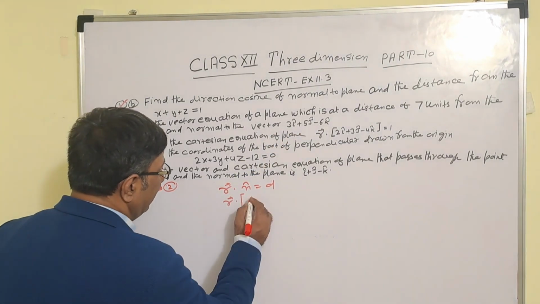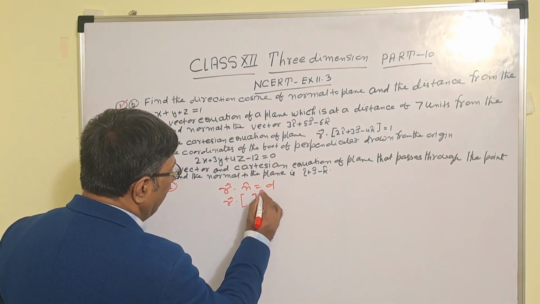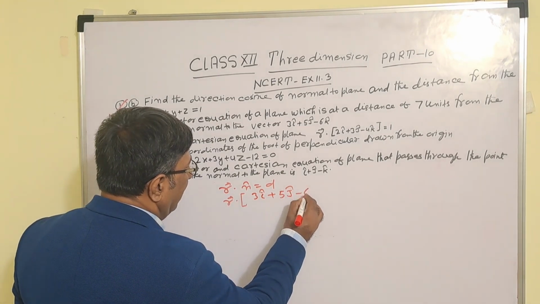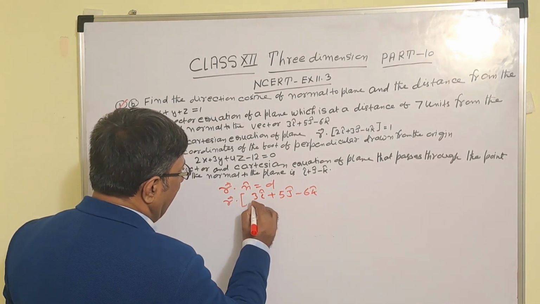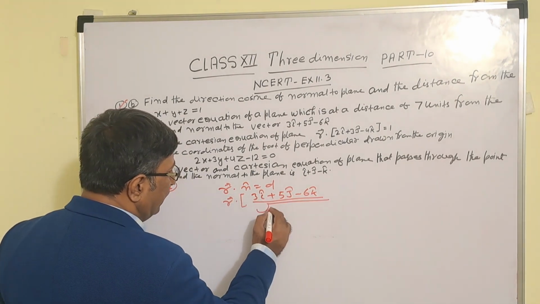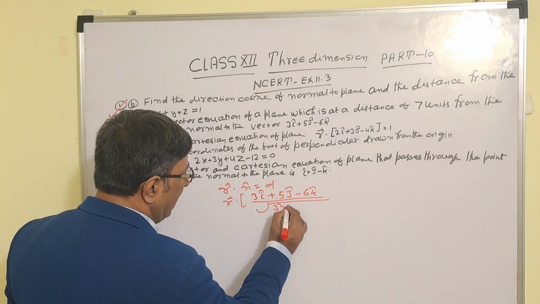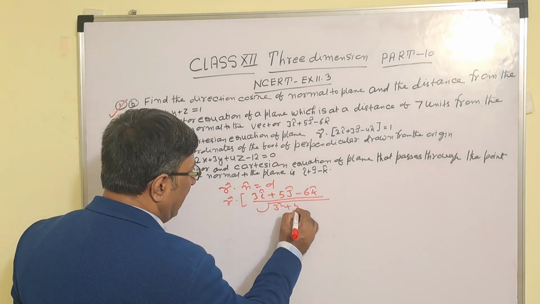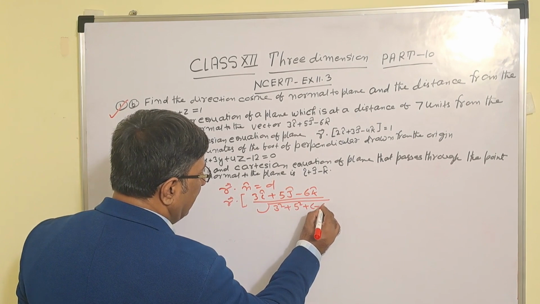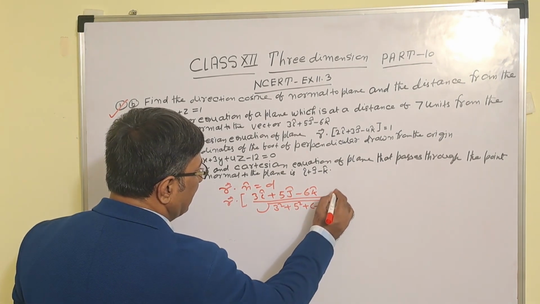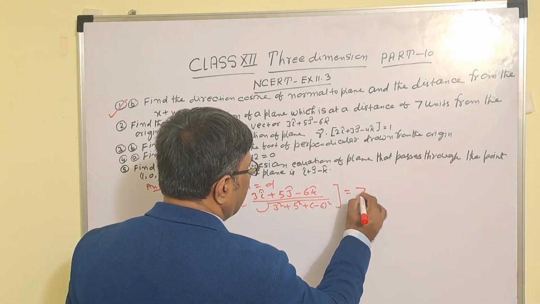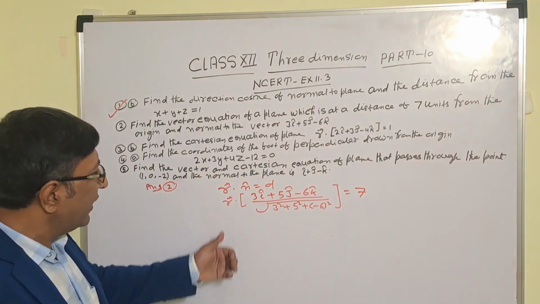So this is 3 unit vector i plus 5 unit vector j minus 6 unit vector k, and this is divided by a square root of coefficient of unit vector i is 3, so 3 square. Coefficient of unit vector j is 5, so this is 5 square, plus coefficient of unit vector k is what? Minus, so minus 6 square. And this equals what? The distance is given how much? 7. So this is the required equation.